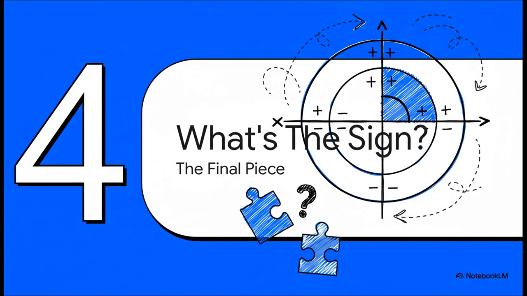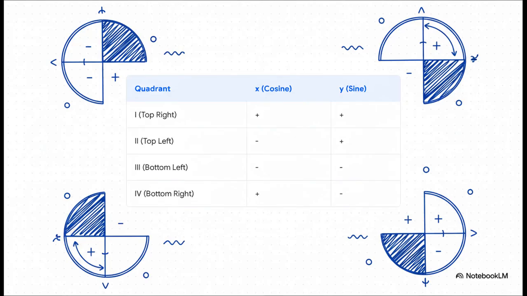Section 4, what's the sine? Honestly, this part is just basic graphing. Remember, cosine is our x value and sine is our y value. So in the top right quadrant, x and y are both positive. In the top left, x goes negative, but y is still positive. Down in the bottom left, they're both negative. And in the bottom right, x is positive again, but y is negative. It's just the simple logic of a coordinate plane.